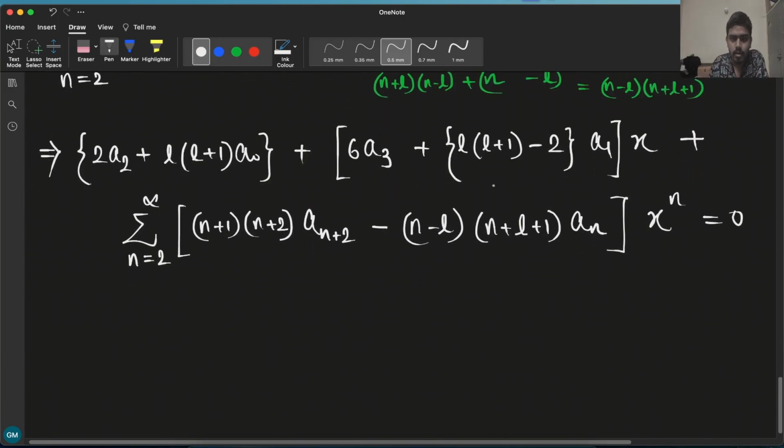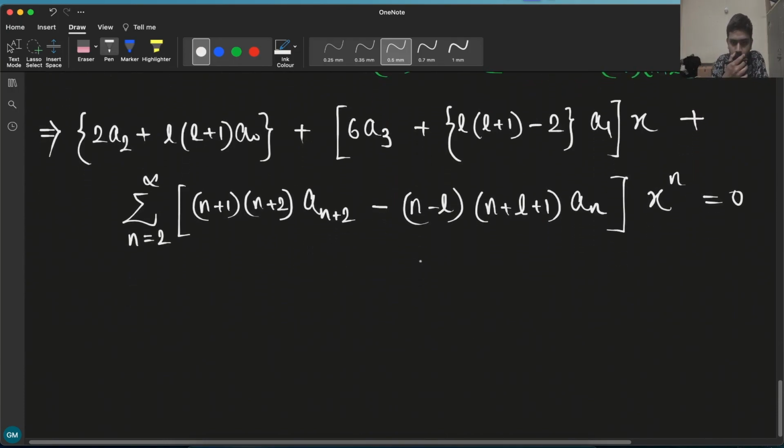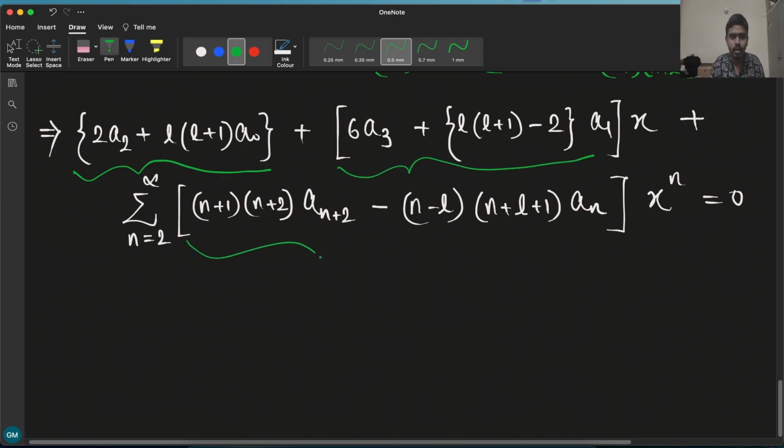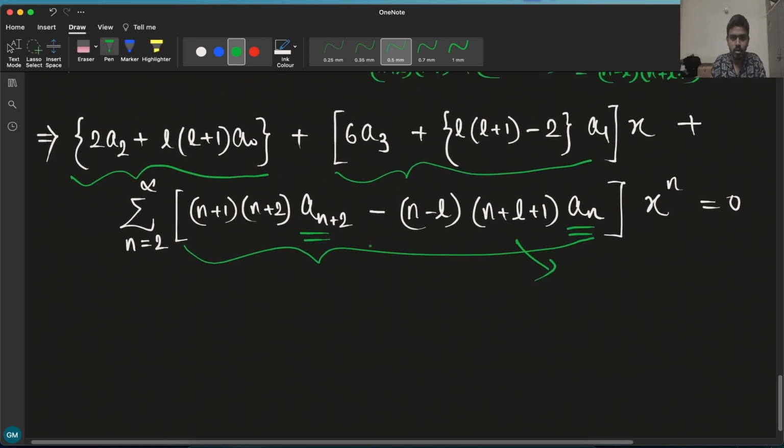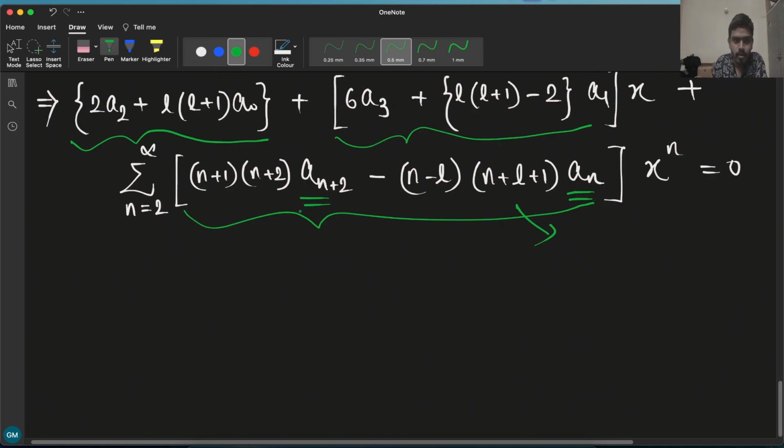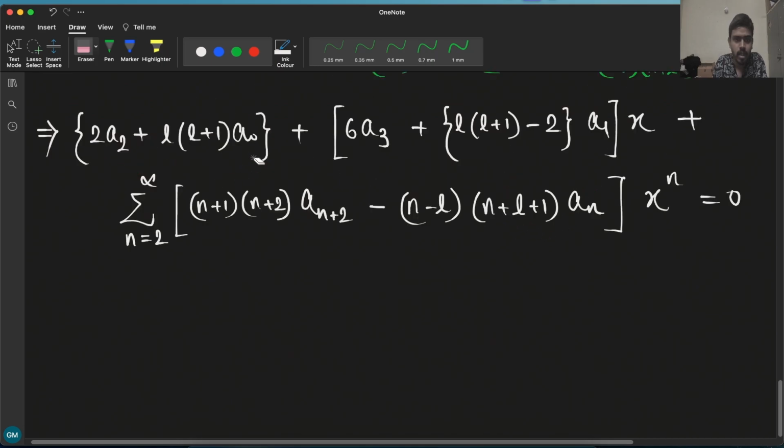Okay, so let's look at this. Now I will make the coefficients equal to 0. That means I will put this equals to 0, I will put this equals to 0, and I will make this equals to 0. This will give me the recurrence relation, because it will connect the nth term with the n plus 2th term. So let me first look at this term.